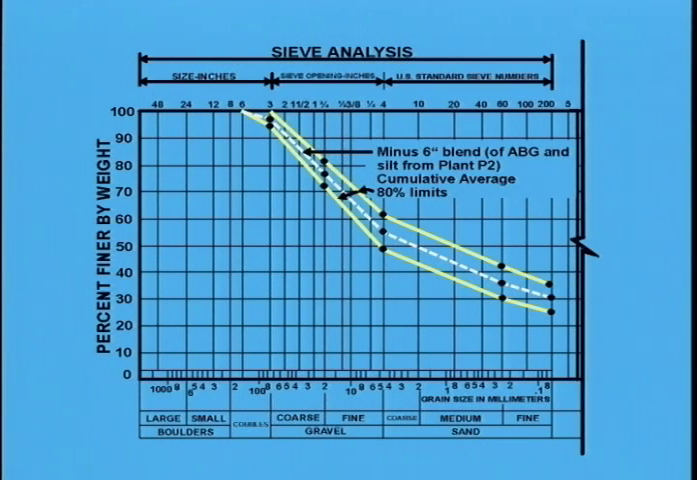The average material and the 80% limits are shown. The resulting material is well graded, has about 35% passing the number 200 sieve. The blended material is similar to a well-graded glacial till. Such glacial materials have low permeability, high shear strength, and low compressibility. Engineers have generally considered them to be ideal for use in impervious zone of a dam.